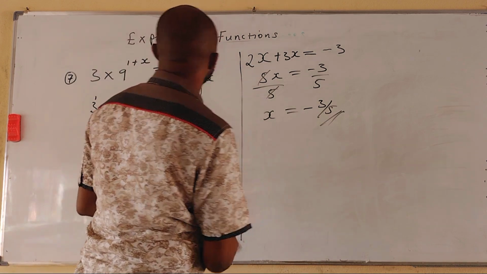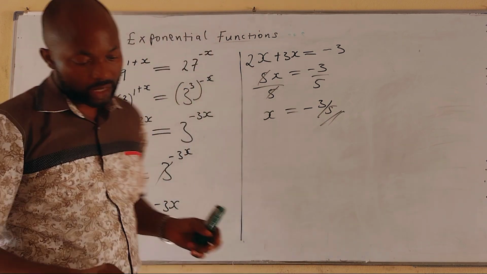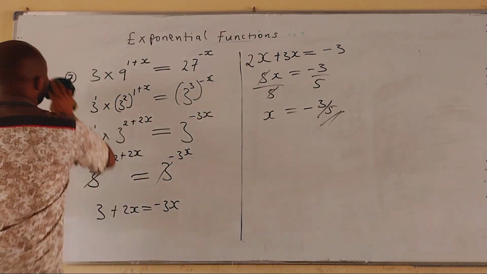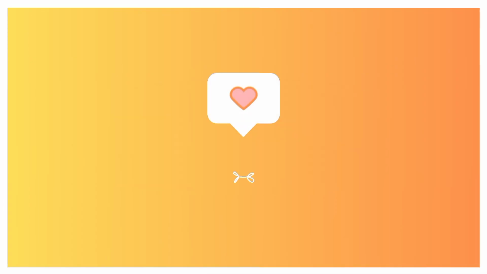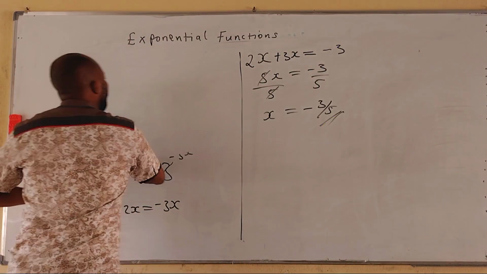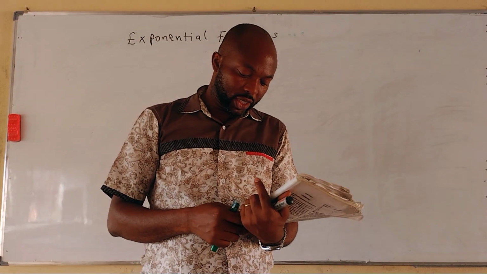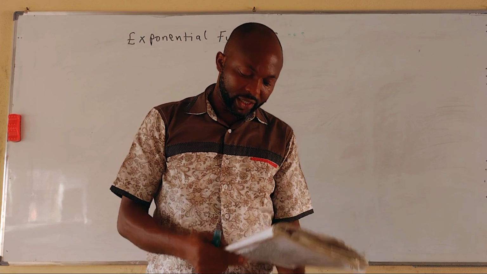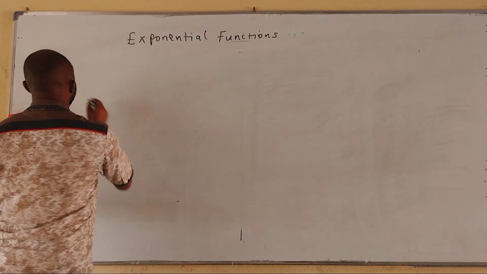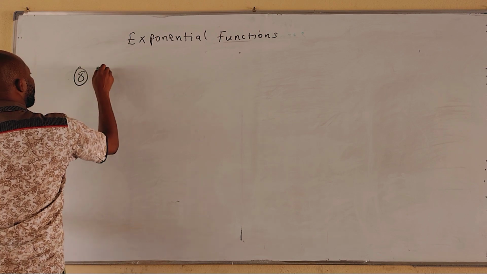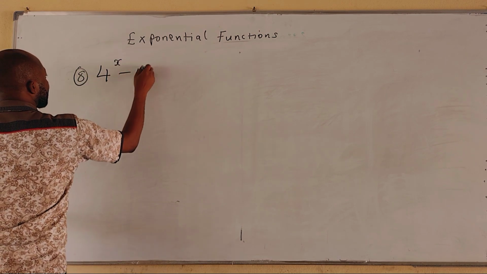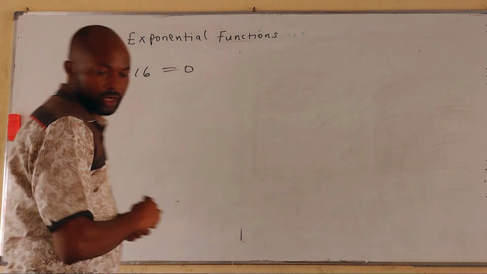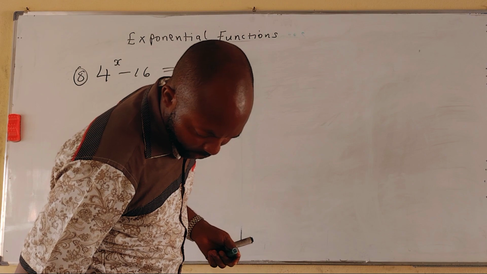Now let us proceed. Let's take another question, the 8th question now. The 8th question says 4 raised to the power x minus 16 is equal to 0. Okay, let me be sure. 4 raised to the power x minus 16 equals to 0.